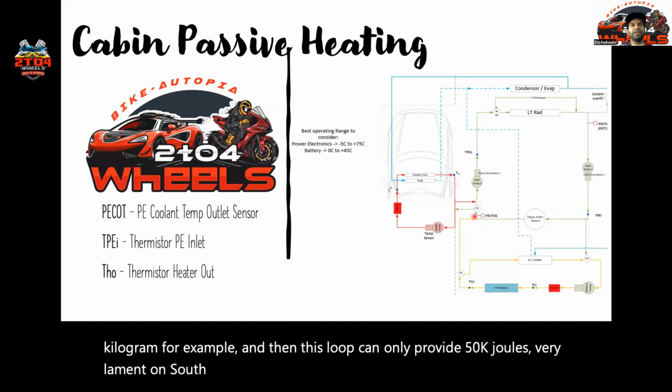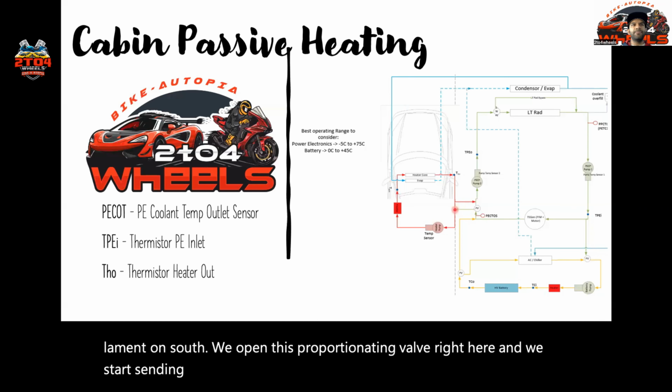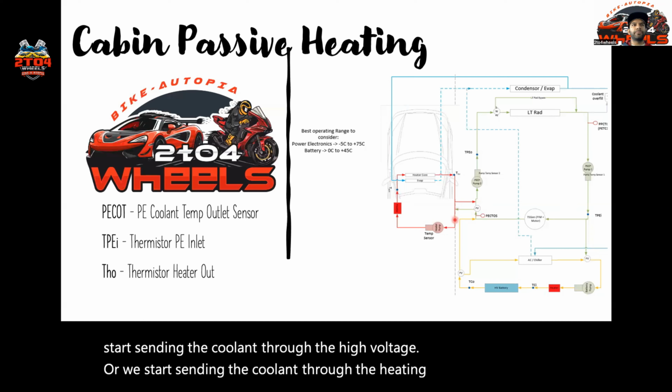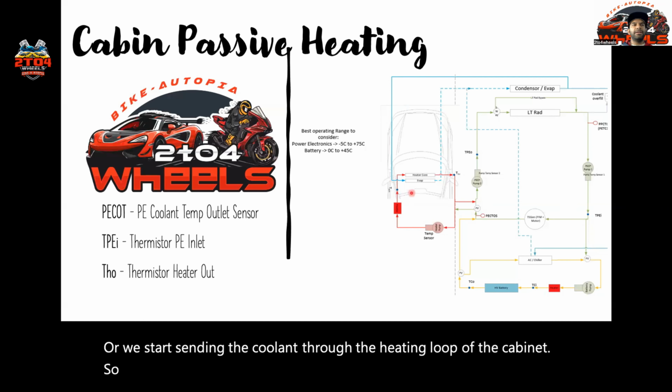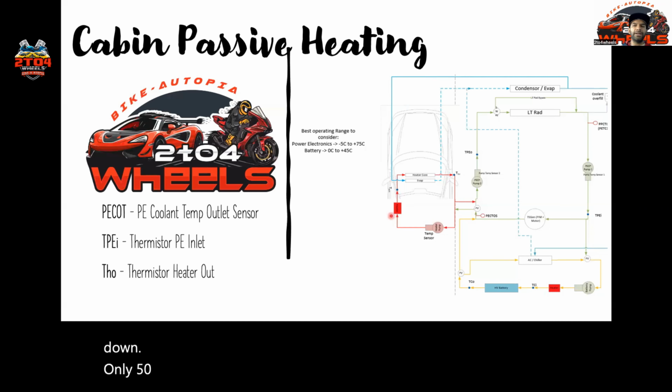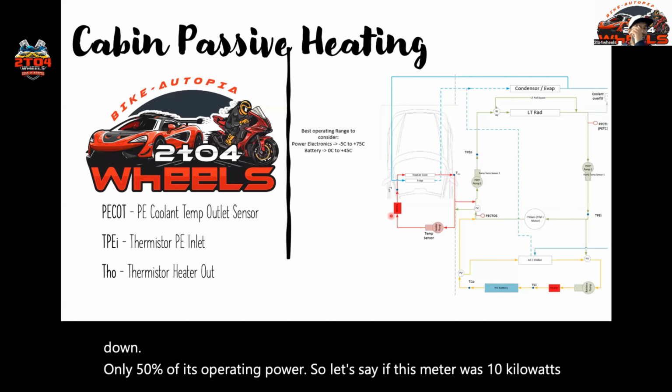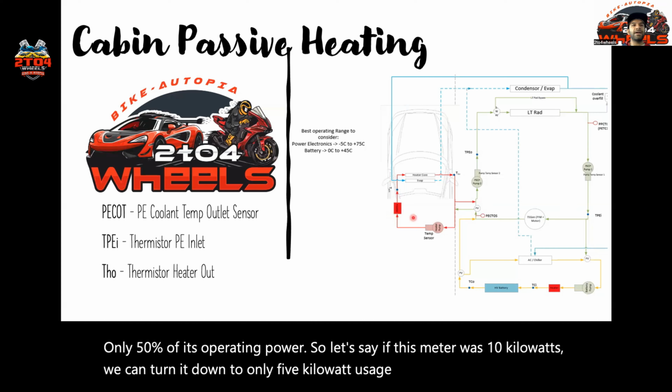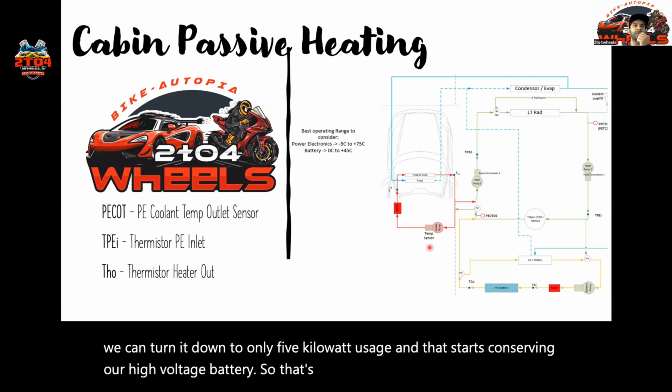So we open this proportioning valve right here and we start sending the coolant through the heating loop of the cabin. At this point, we still need 100 kilojoules, but we are only getting 50. That's still a bounty for us, because then we can turn this heater down to only 50% of its operating power. So let's say if this heater was 10 kilowatts, we can turn it down to only 5 kilowatts usage. That starts conserving our high voltage battery. That's a plus plus for us because now we are trying to increase the range.